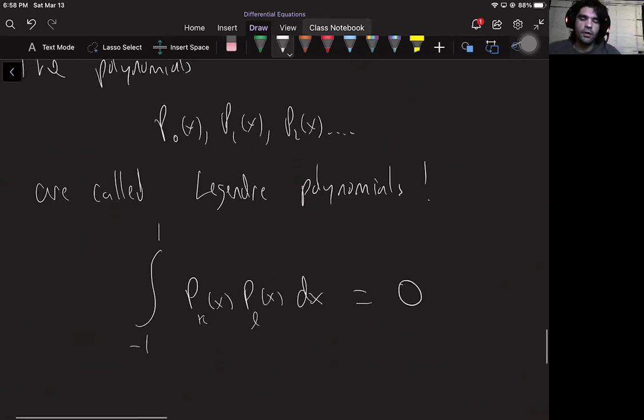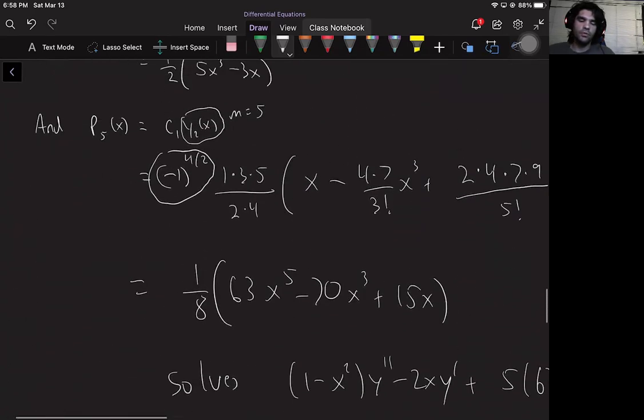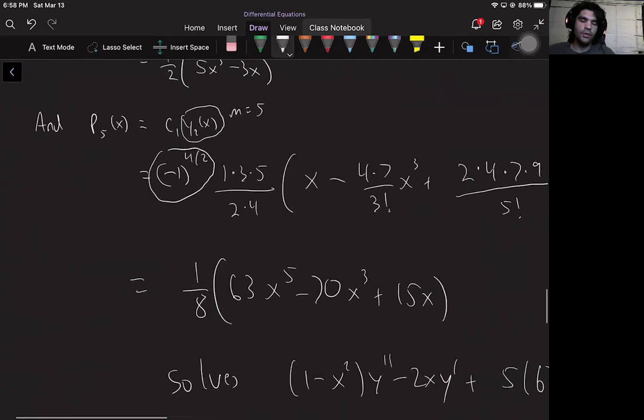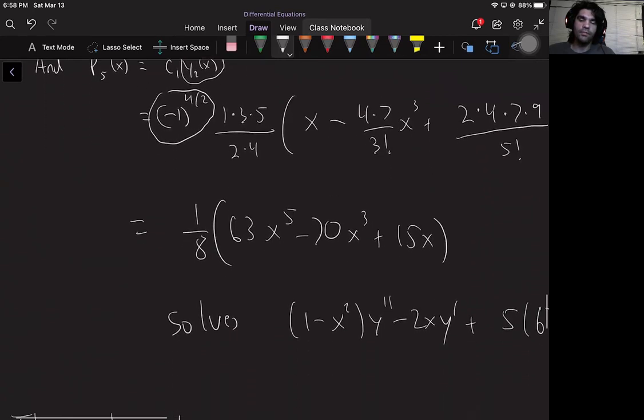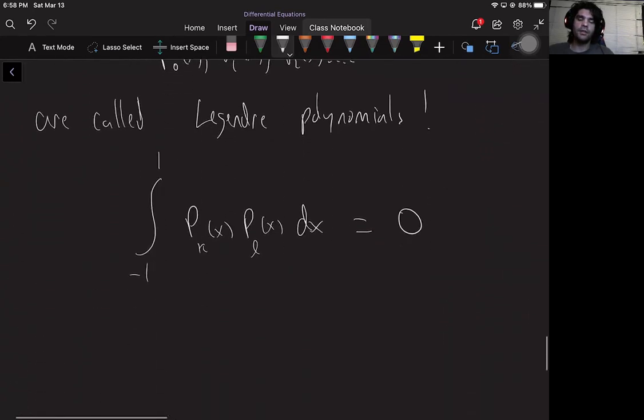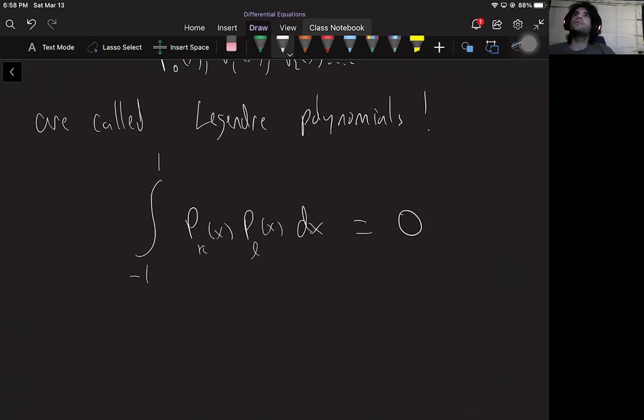Okay, but that's it for now. So your goal should be trying to construct some more of these polynomials. Try to do like P7 and P8 to see if you got the idea down. Okay, see you next time.